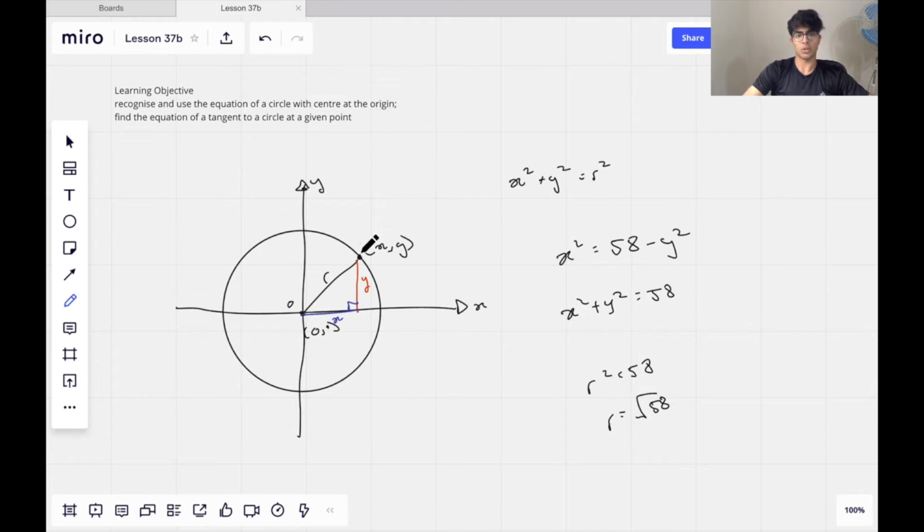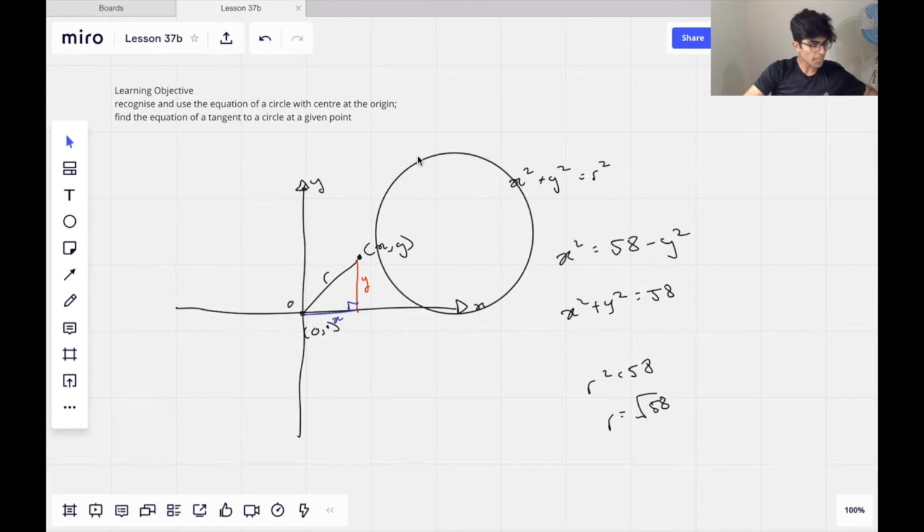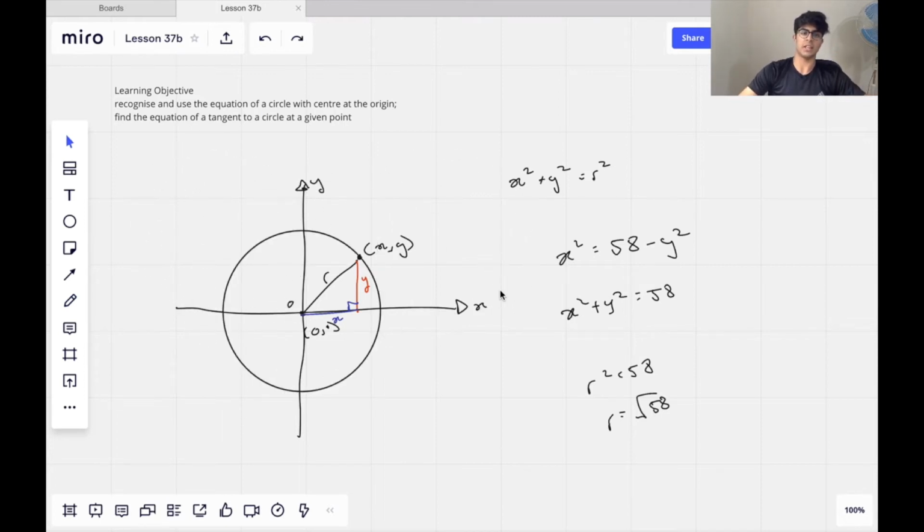Of course, there are equations of circles that aren't at the origin. You could have the circle and move it up here, for example, or up here. But that's outside the scope of GCSE. That's actually an A-level topic. So we just deal with it when the circle is at the origin. And now this is the intuitive way to arrive at the equation of the circle. Let's talk about the tangent to the circle.